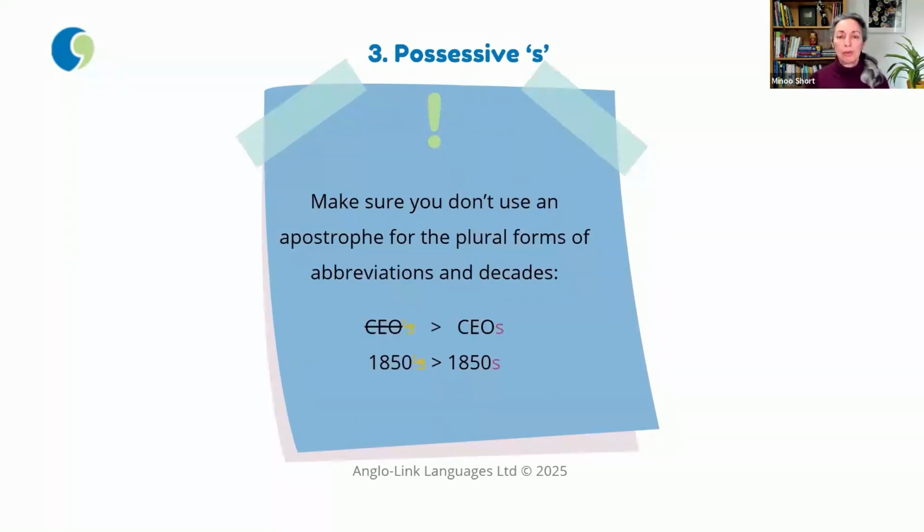And one more note, it's that you also must make sure that you don't use an apostrophe when you write for the plural forms of abbreviations and decades. So if you have one CEO, two CEOs, you just add the plural S, there's no apostrophe S. Or 1850s, the decade, there is no apostrophe when you write this down. It's 1850s directly with the plural S.